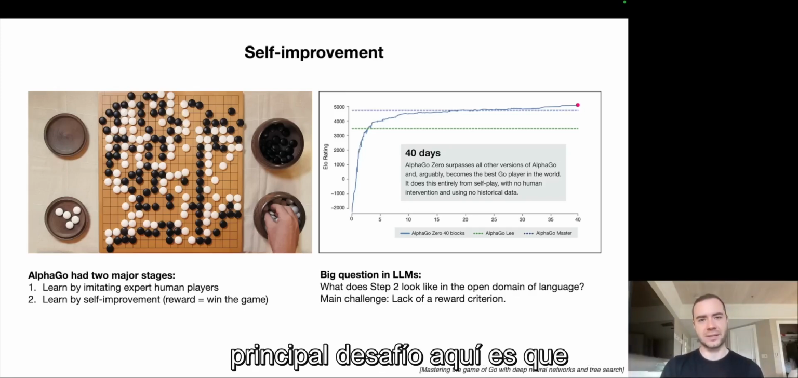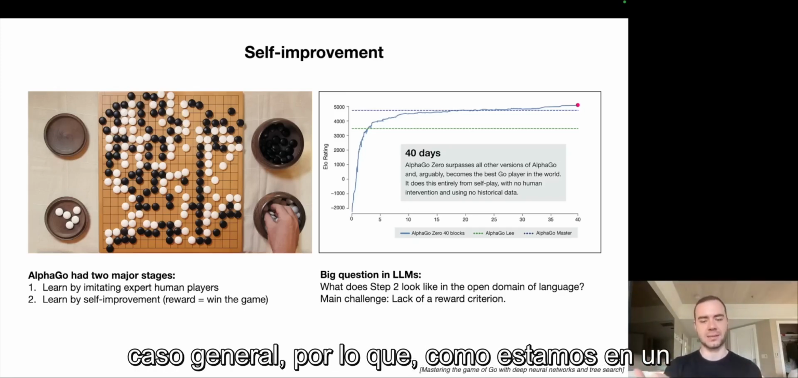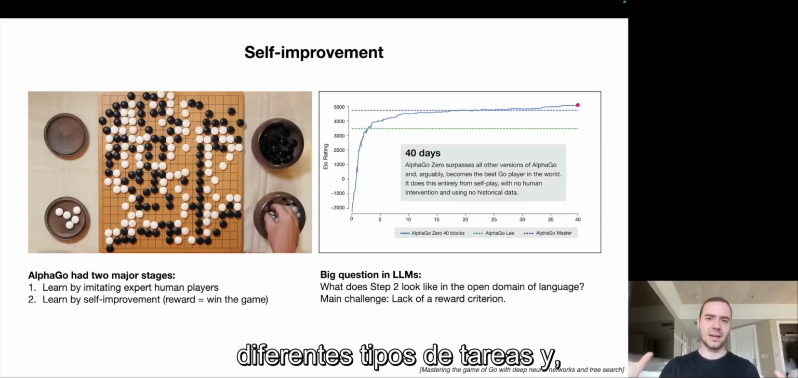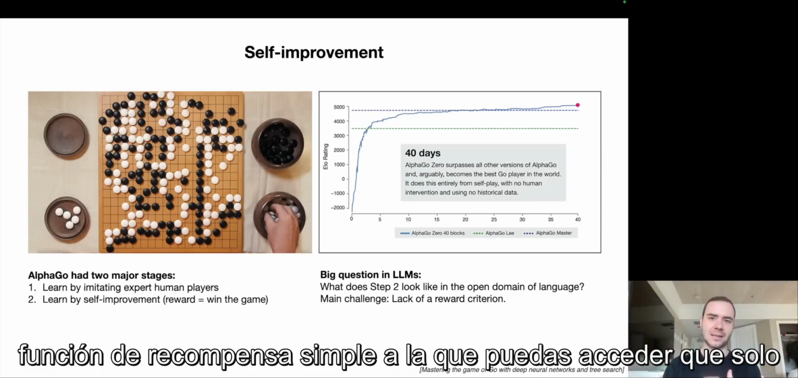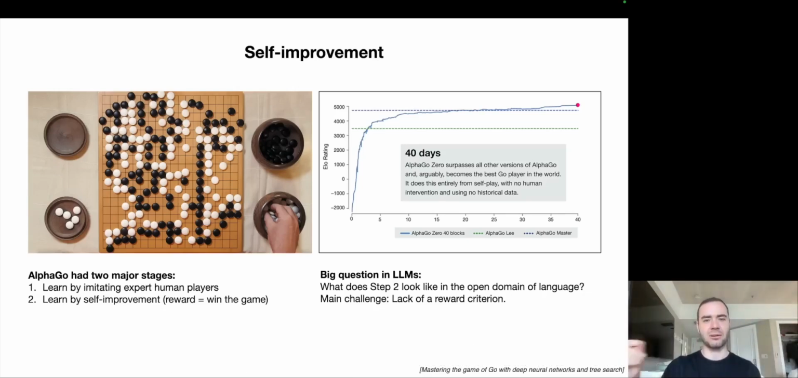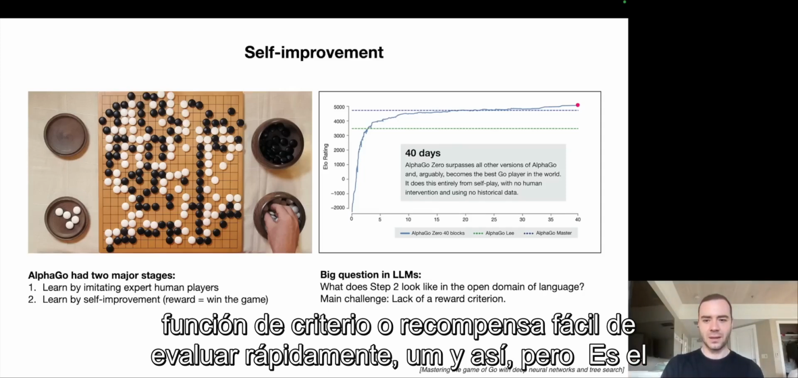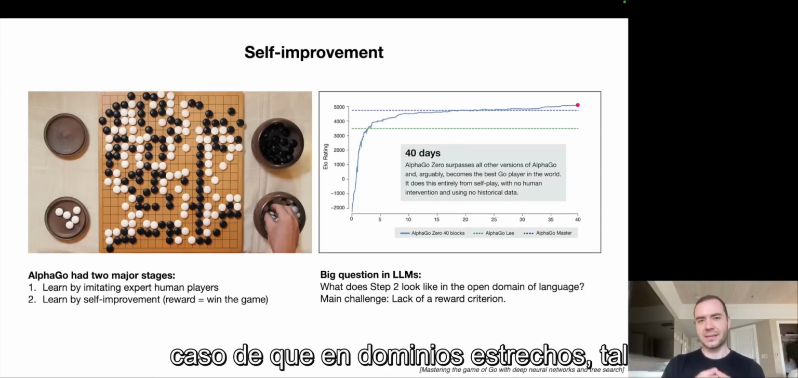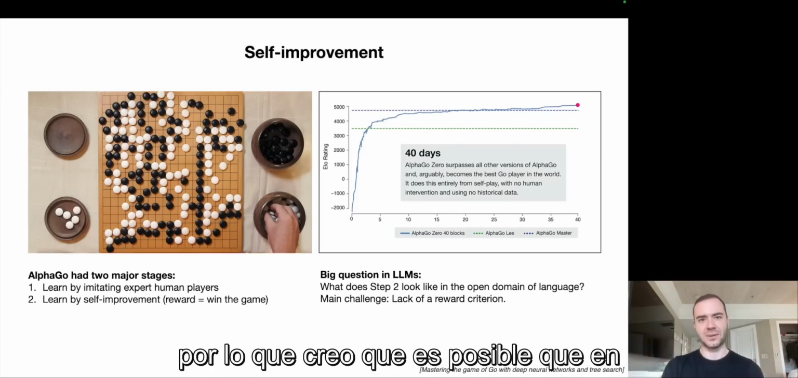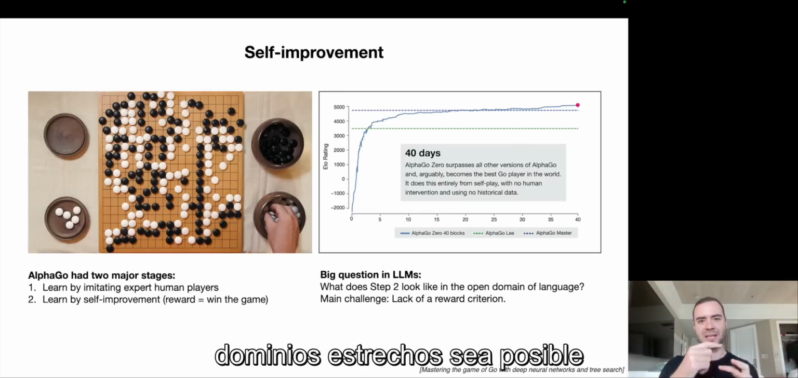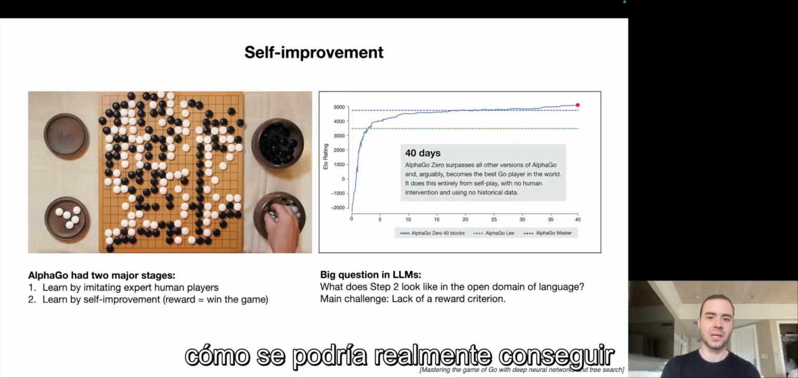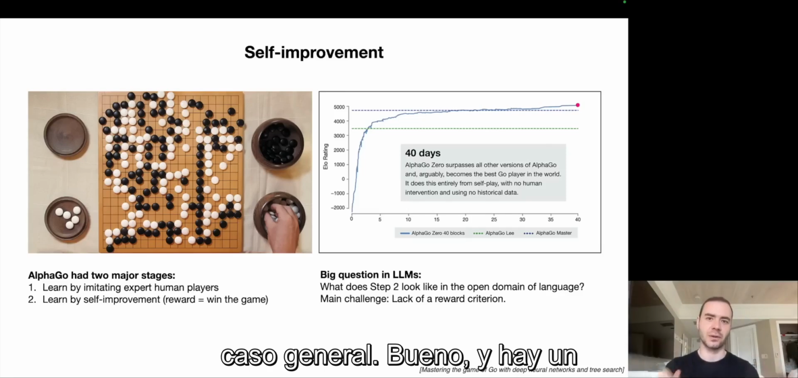And the main challenge here is that there's a lack of a reward criterion in the general case. Because we are in a space of language, everything is a lot more open, and there's all these different types of tasks. And fundamentally, there's no simple reward function you can access that just tells you if whatever you sampled was good or bad. There's no easy to evaluate, fast criterion or reward function. But in narrow domains, such a reward function could be achievable. So I think it is possible that in narrow domains, it will be possible to self-improve language models, but it's an open question in the field, and a lot of people are thinking through how you could actually get some kind of self-improvement in the general case.